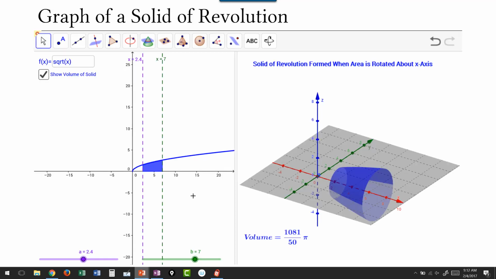This GeoGebra applet allows us to visualize a volume of revolution. On the left-hand side, we get the graph of the function. Here we're graphing f of x equals square root x, and we are looking between a is 2.4 and b is equal to 7. On the right-hand side, we see the shape we would get if we revolved that function between the two limits around the x-axis. And we can kind of play with the a and the b to see what happens if we take a bigger region.